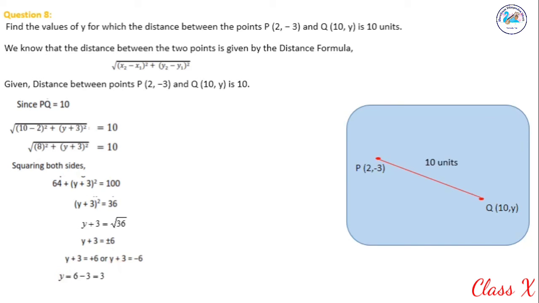So in the first case y is equal to, 3 will go to the right side, that is 6 minus 3, that is equal to 3 units. And in the second case y is equal to, this plus 3 will go to the right side, that is minus 6 minus 3, that is equal to minus 9. That means the values of y are 3 or minus 9. Hope it is clear.